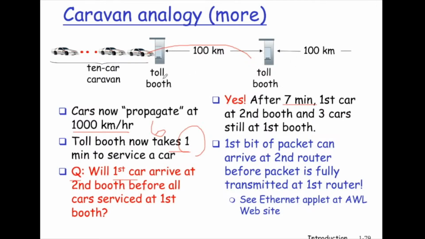Now, 7 minutes is also the time to service 7 cars at the first toll booth. That means we have 3 cars that are still behind at the first toll booth. So yes, when the first bit arrives at the next router, there could still be bits not yet transmitted out from the previous router. So in this case, where the propagation speed is really fast and the transmission rate is very low, you have this weird situation.